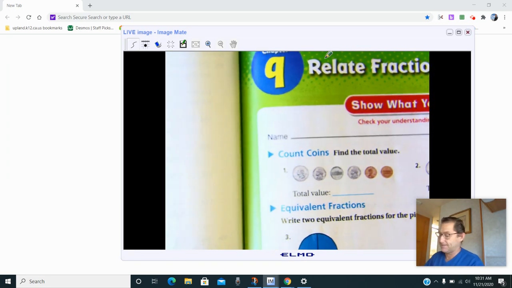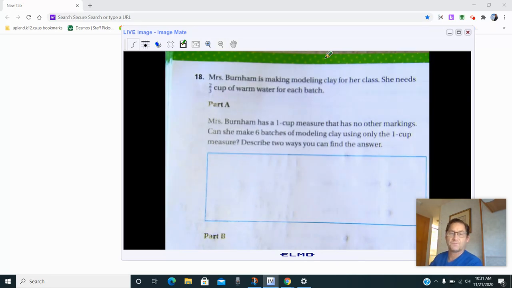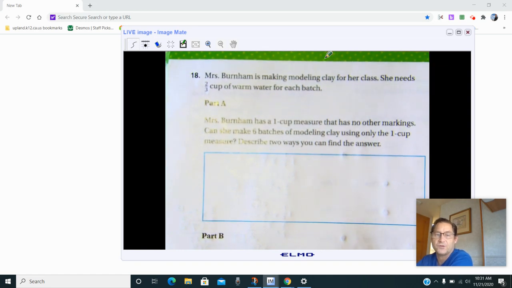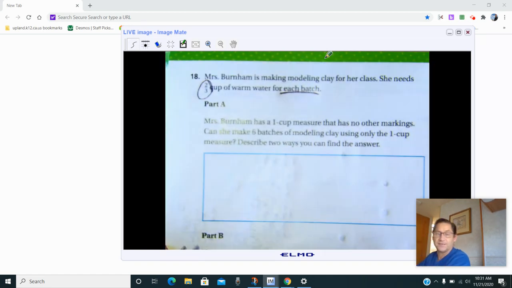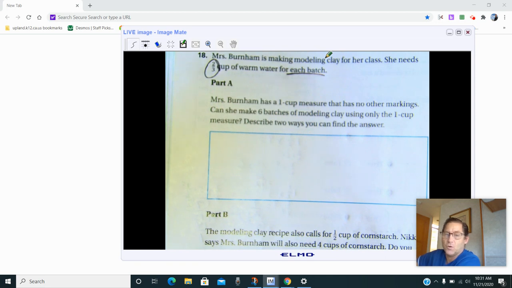All right, 18. Mrs. Burnham is making modeling clay for her class. She needs 2/3 cup of warm water for each batch. She has a 1 cup measure that has no other markings. Can she make 6 batches of modeling clay using only the 1 cup measure? Describe 2 ways you can find the answer.